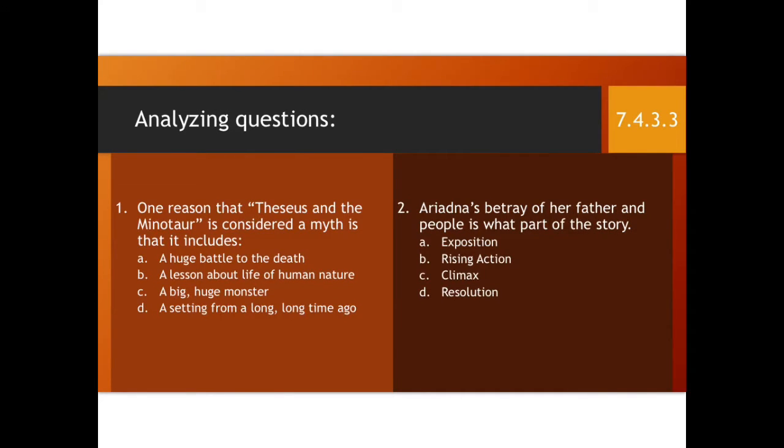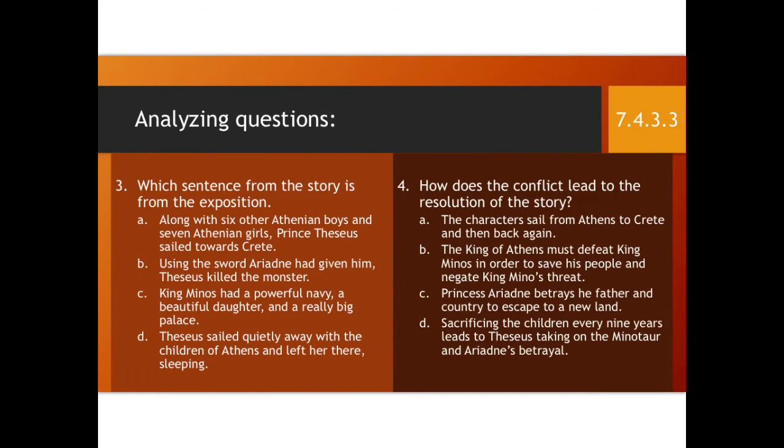Let's look at your analyzing questions. Number 1, one reason that Theseus and the Minotaur is considered a myth is that it includes. Number 2, Ariadne's betrayal of her father and people is what part of the story? Number 3, which sentence from the story is from the exposition? And finally, number 4, how does the conflict lead to the resolution of the story?